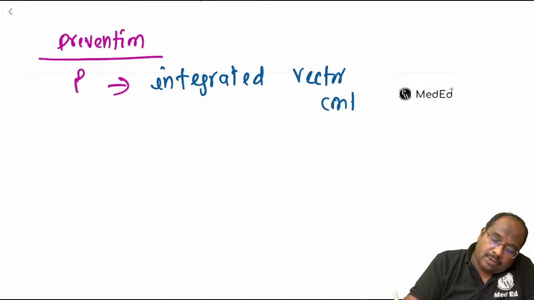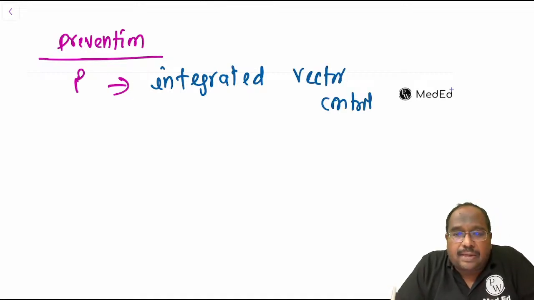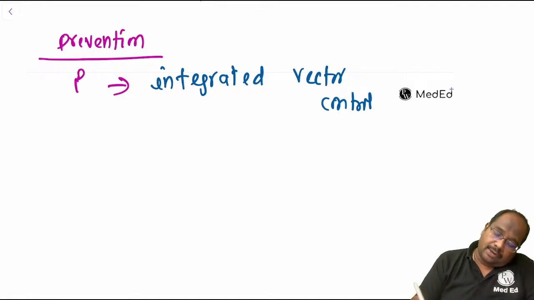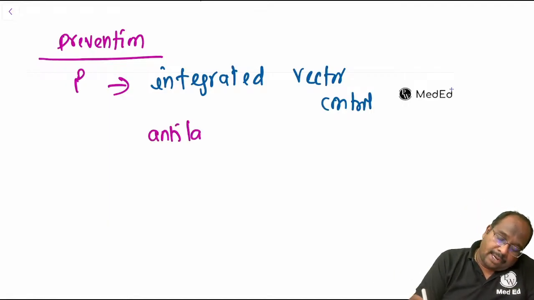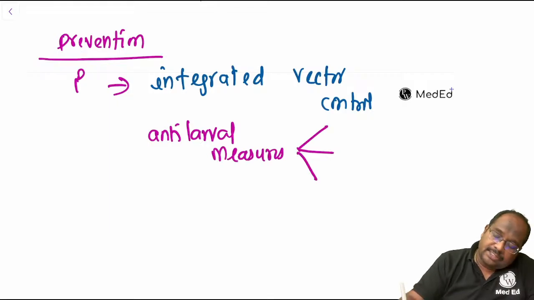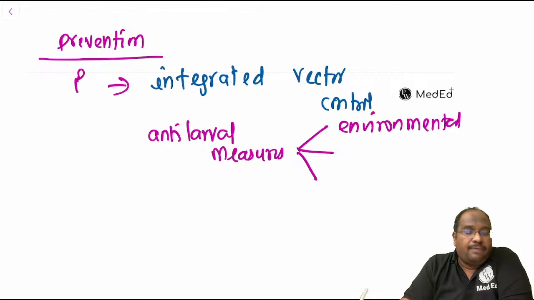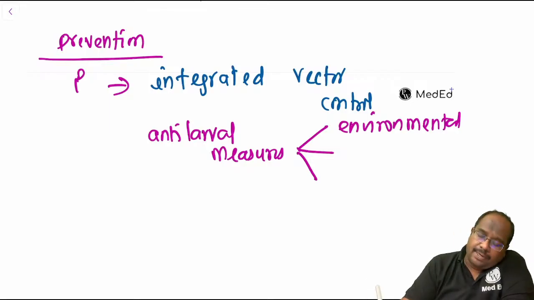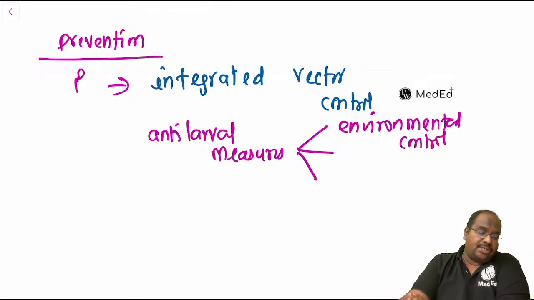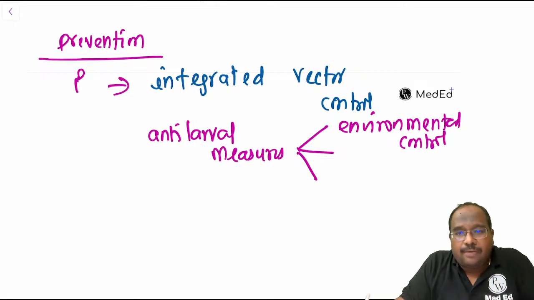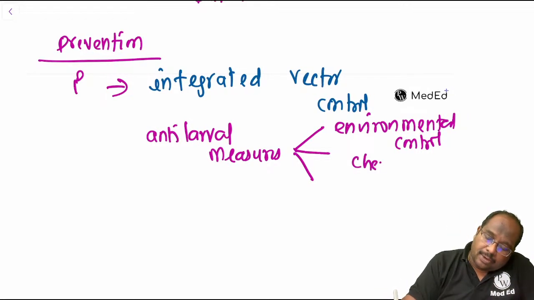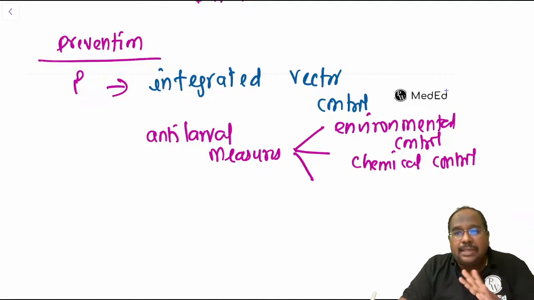What comes in integrated vector control? You may go for anti-larval measures. Any question on this, you can write this. In environmental control, there should be no water stagnation. Or you can use chemical control: you can pour oil, mineral oil, or Paris green over it.